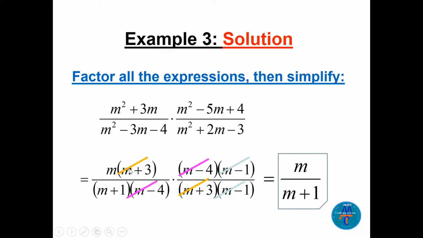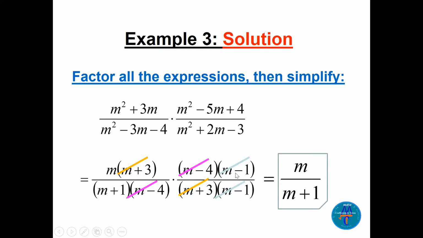The first one is a common factor. This one, m minus 4, m minus 1. And this one, m plus 1, m minus 4, because of the sum here in the middle. If the leading coefficient is 1, this is the sum, this is the product. M plus 3, m minus 1.